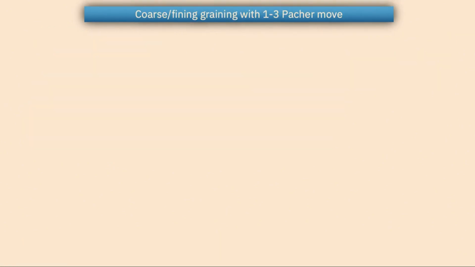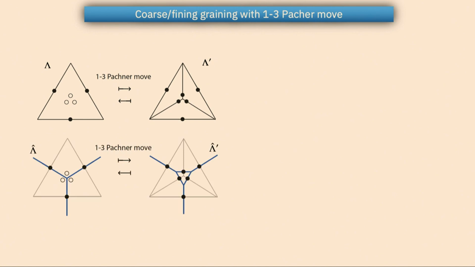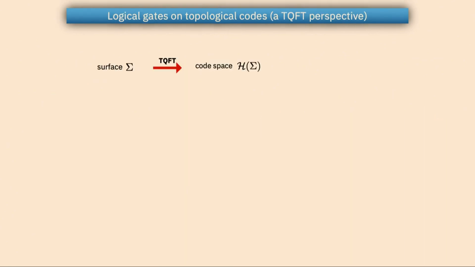Another type of move is the so-called 1-3 Pachner move. It essentially entangles the 3 ancilla qubits, these white dots, into the code space, and adds a vertex in the middle of the triangle. In the dual graph picture, it adds a triangular loop in the center of the vertex. So when going from left to right, it adds qubits and hence fine-grains the lattice. The reverse corresponds to a coarse-graining process, which removes qubits out of the subspace. It also relates to a unitary transformation of the TQFT wave function, and it can also be implemented as a unitary circuit.